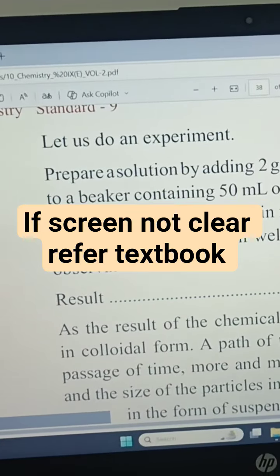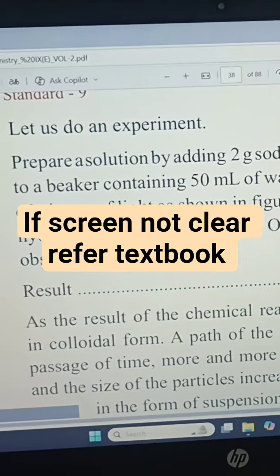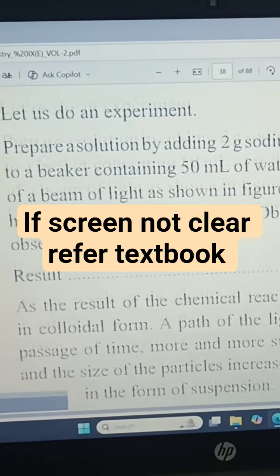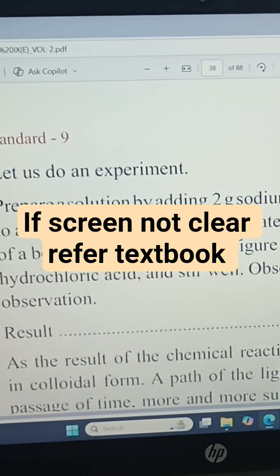An intense light beam is passed through the beaker, and after that a few drops of hydrochloric acid, the HCl, are added to it, and we stir the solution well. And observe what you find. What do you observe?